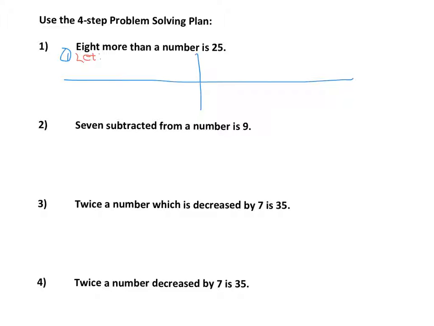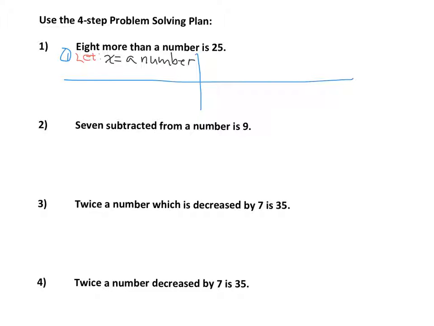As we look at the problem, it says 8 more than a number is 25. Well, what is it? It's understood or implied that we're going to find the value of that number. So what is it that we don't know? We don't know what the value of the number is. So that's what we're going to let our variable be. So we're going to let x equal a number. And you can choose any variable that you want. So we've defined our x as a number.